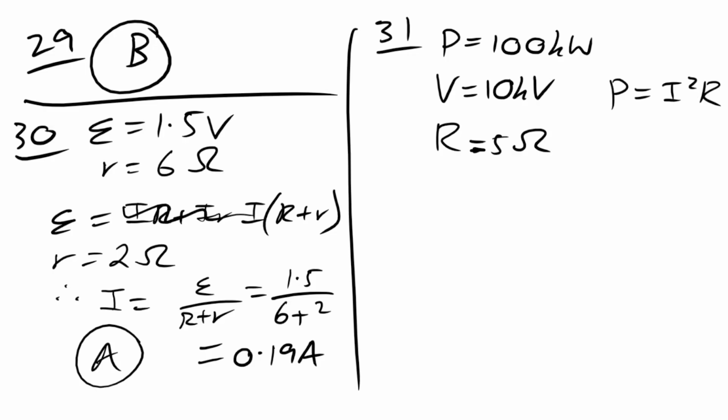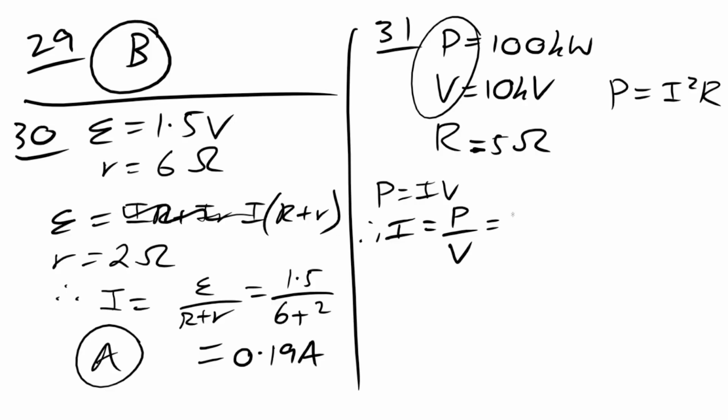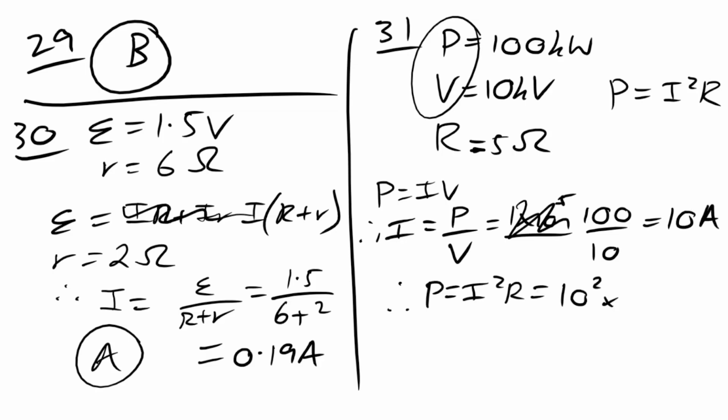So ultimately, we need to end up with P equals I squared R. So that means we need to find out I first, and we're going to find that out from the power and the voltage. So P is equal to IV, therefore current is equal to P divided by V. So that's going to be 1 times 10 to the 5 watts divided by, actually we could have just done 100 divided by 10, couldn't we, because it's both kilo. So that's just 10 amps. Therefore P equals I squared R, so it's 10 squared times 5, so that gives us 500 watts, and they're giving us in kilowatts, so the answer is B.